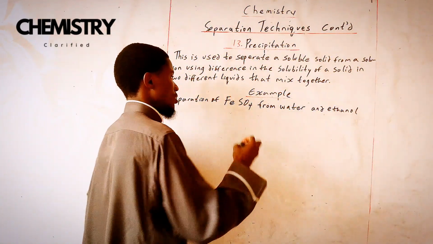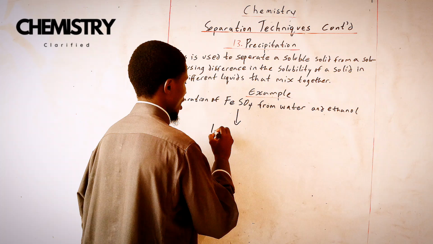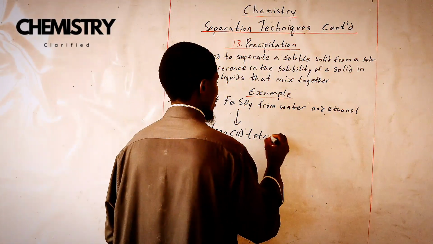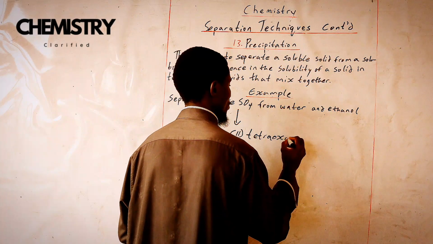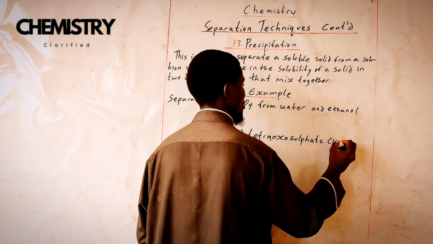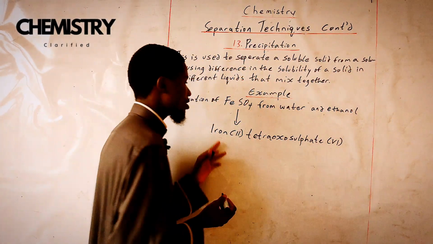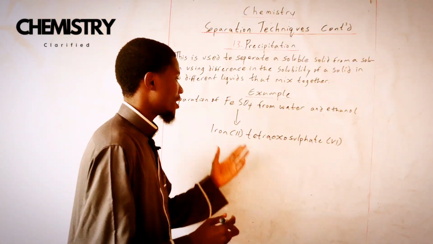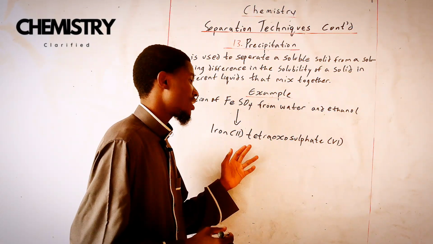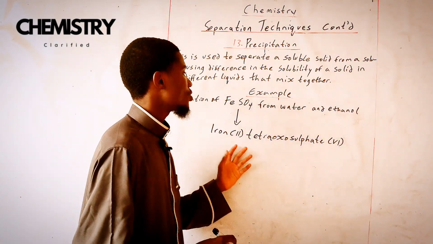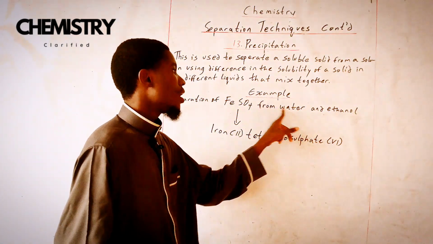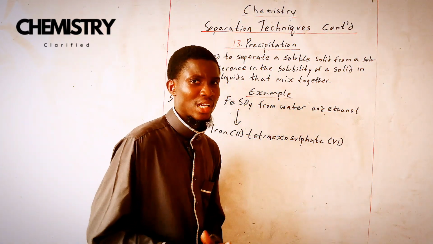This salt, known as iron(II) tetraoxosulfate(VI). Again, if you are not familiar with all these things, don't let them scare you. We are going to get there in a few more lessons. Now, this type of salt dissolves in water, but it doesn't dissolve in ethanol.